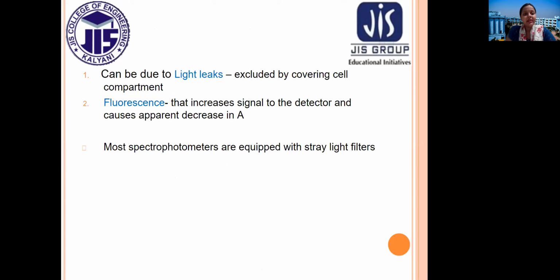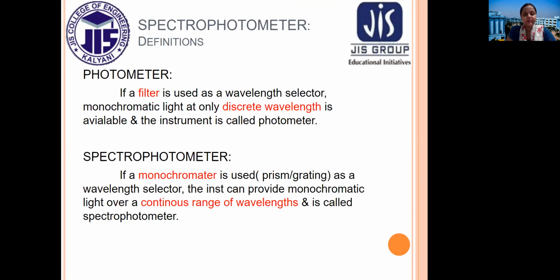Now it can be due to light leaks, which are excluded by covering the cell compartment, or fluorescence that increases the signal to the detector and causes an apparent decrease in absorption. Most spectrometers are equipped with stray light filters.